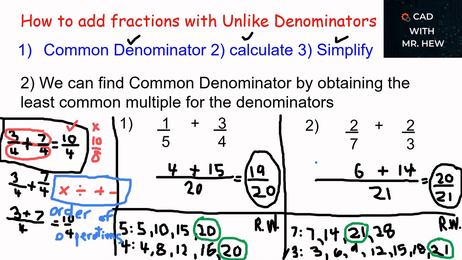And in the next video, we'll be continuing with fractions. We'll be showing how to subtract fractions that have unlike denominators. So we're looking forward to seeing you in that video. Please take care until then.